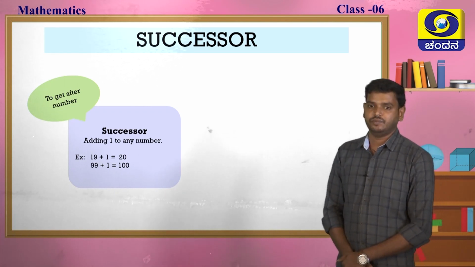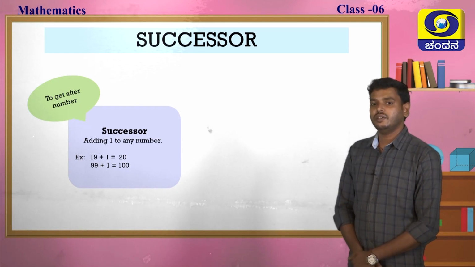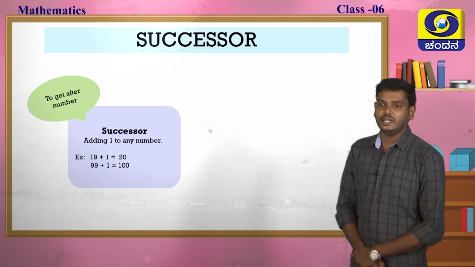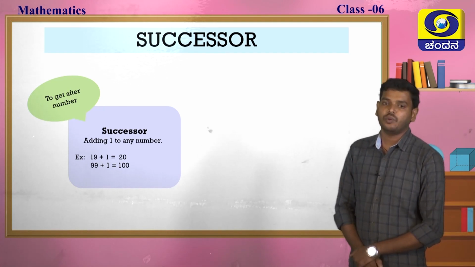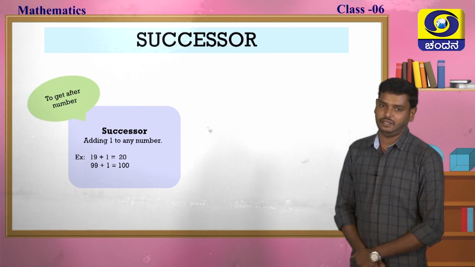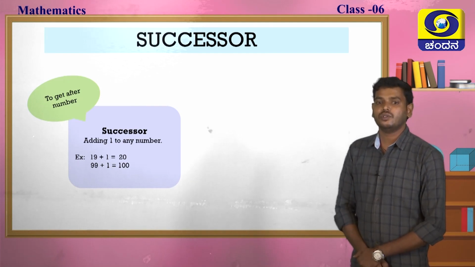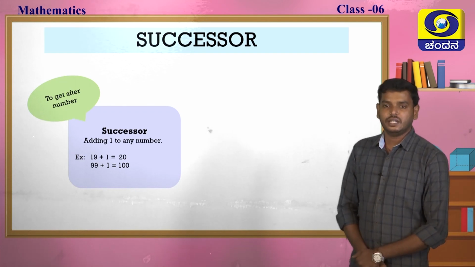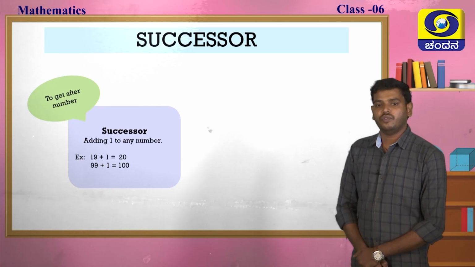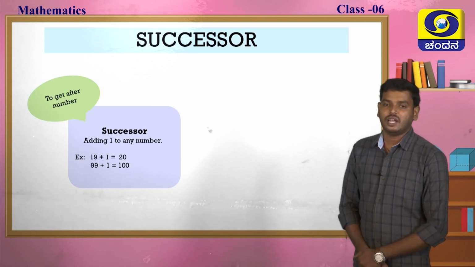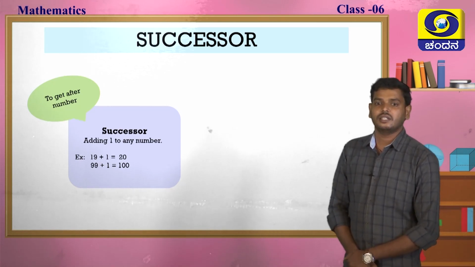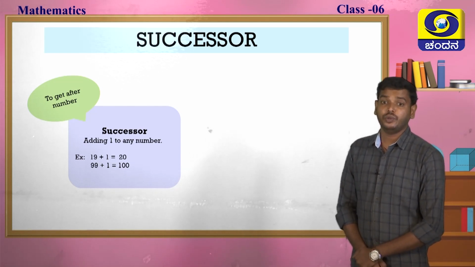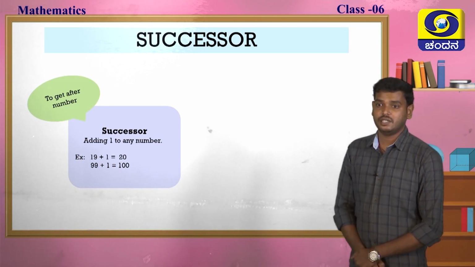For example, what is the successor of 19, children? Yes, of course, obviously you will say that the successor of 19 is 20. How? We need to add 1 to the number 19, which gives you the successor of 19, that is 20. Next, we will take another example. What is the successor of 99? Yes, your answer is obviously right, that is 99 plus 1 is equal to 100. I hope you have understood clearly about the successor, children.